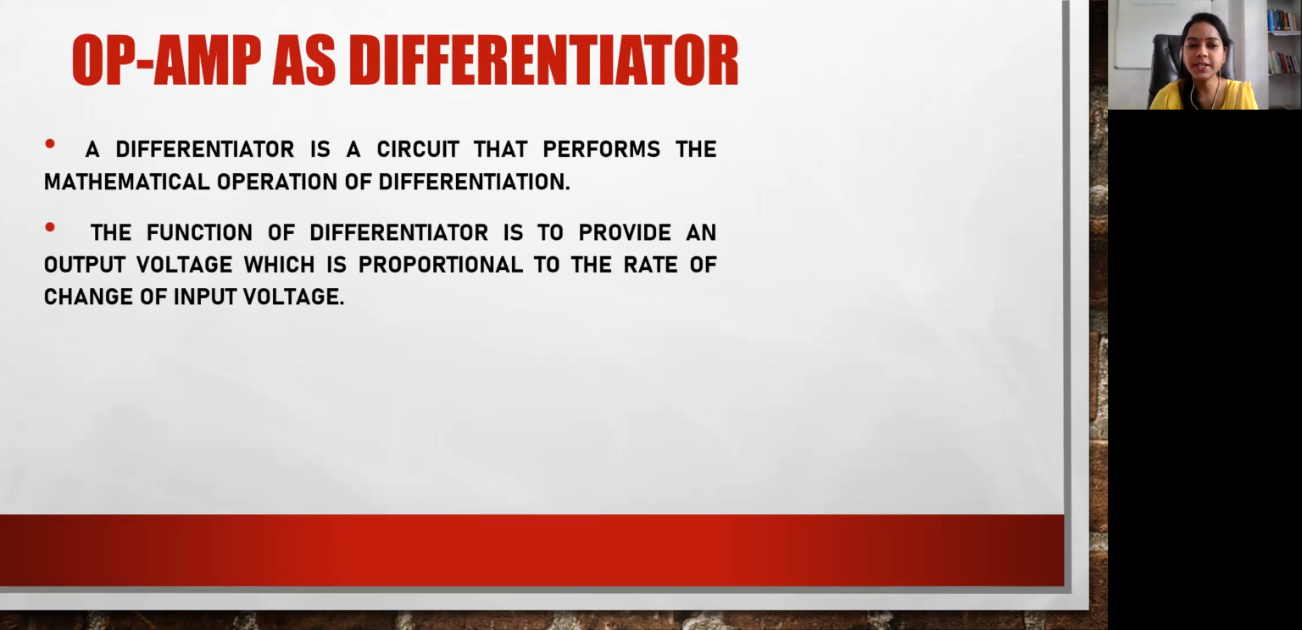Okay. So what is a differentiator? A differentiator is a circuit that performs the mathematical operation of differentiation. You know how we mathematically define differentiation. The function of a differentiator is to provide an output voltage which is proportional to the rate of change of input voltage. Here also, whatever we give at the input end, we need a differentiation of that input voltage at the output end.